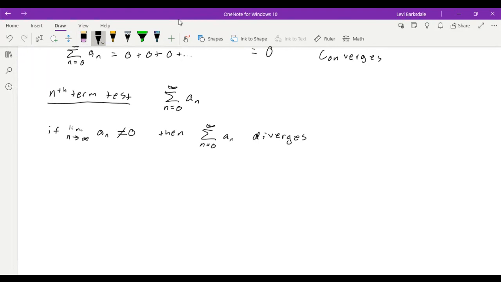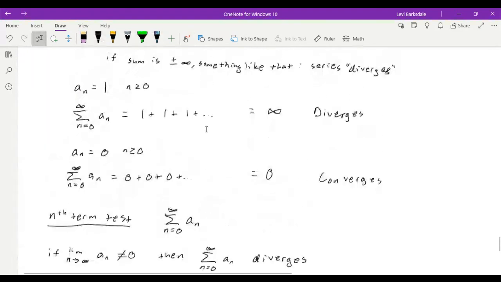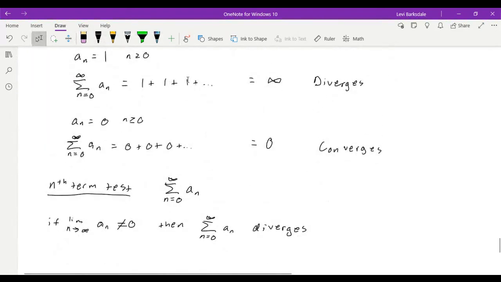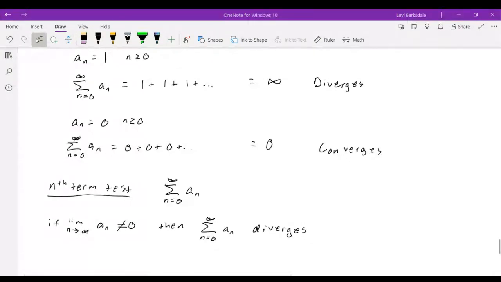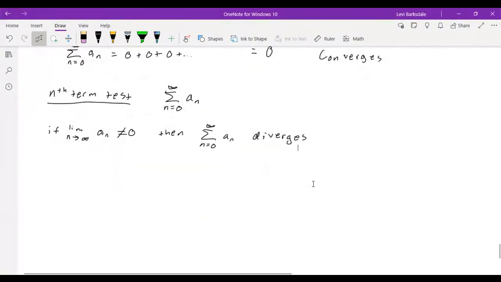Think about it with the earlier series we had where we're just adding ones. These ones didn't approach 0, and because we were adding a significant amount on every time, that means we had to keep getting larger and larger, and eventually we just diverged. So our terms have to go to 0.